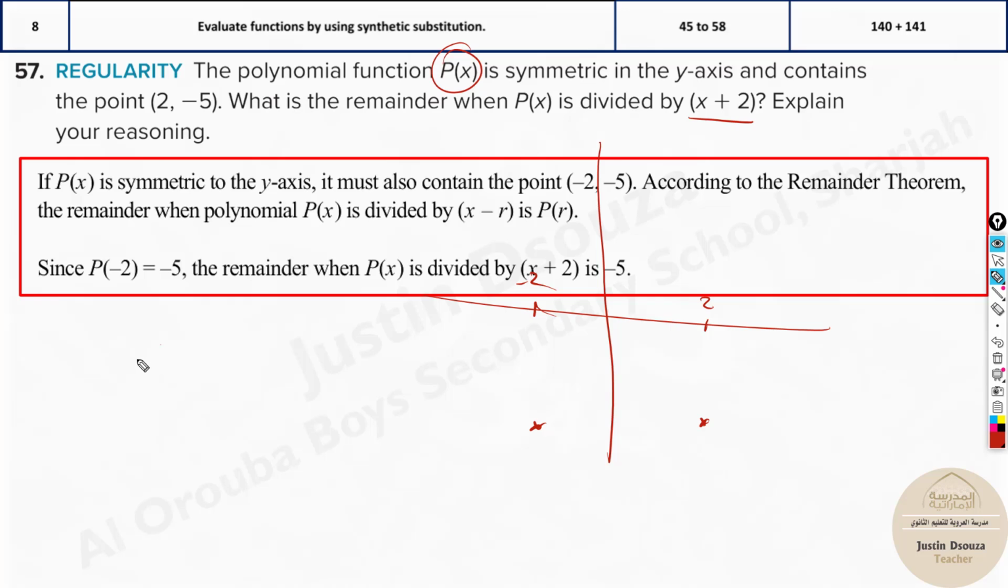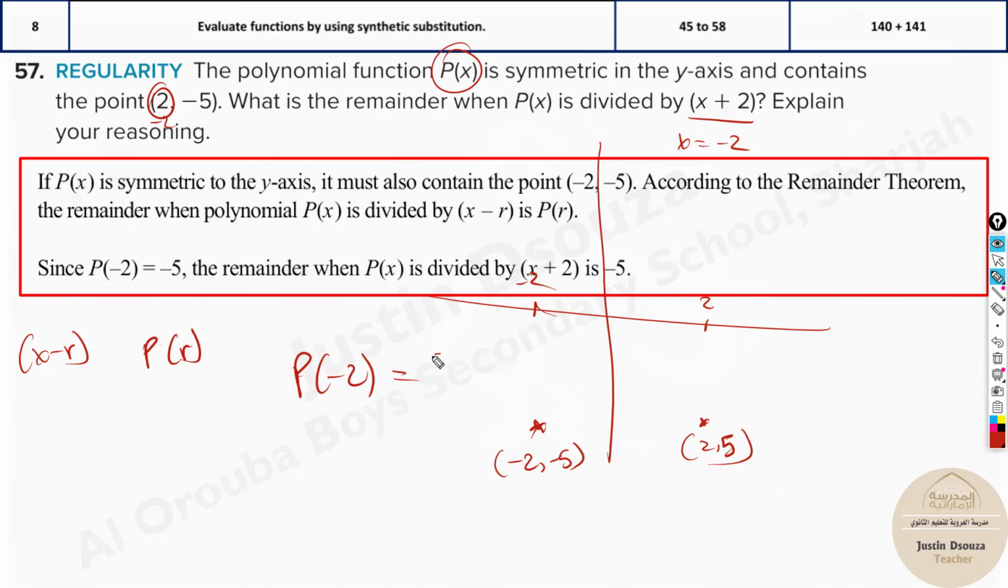So the rule is, if you have a term x minus r, the remainder is basically p of r. Now here, what is the x value? x is equal to minus 2. I'm not able to put this directly, so we will just see what p of minus 2 will be. Over here, we don't have x of minus 2, so we can't tell it's minus 5. But they have told it's symmetrical, right? So the other point is basically minus 2 comma minus 5. This was 2 comma minus 5. So if you put p of minus 2, it will be minus 5 as the answer. So the remainder is basically minus 5.